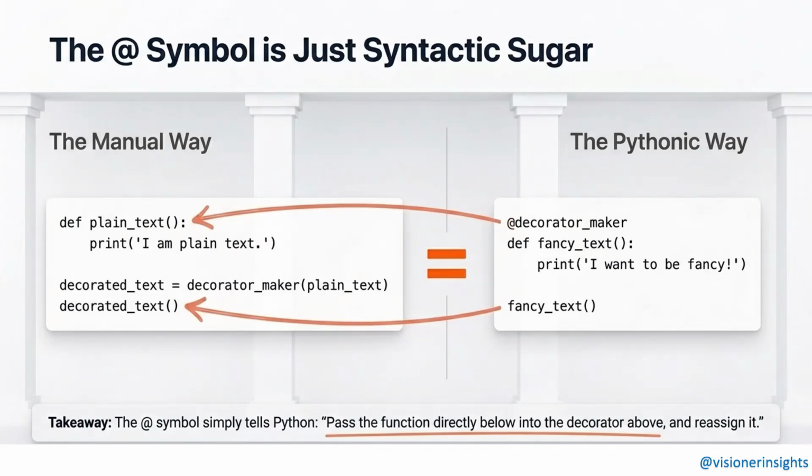We just drop the @decorator_maker symbol directly above our fancy_text definition. This @ symbol simply whispers to Python behind the scenes, hey, take the function directly below this symbol, pass it into the decorator above, and reassign it for me automatically. It executes the exact same underlying logic, but it is vastly cleaner and more readable.